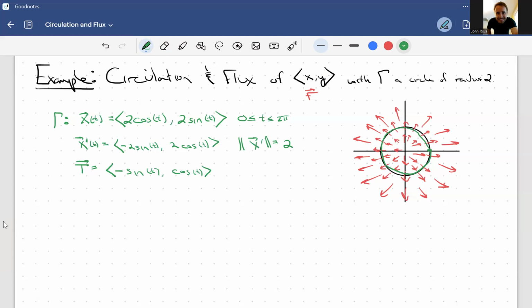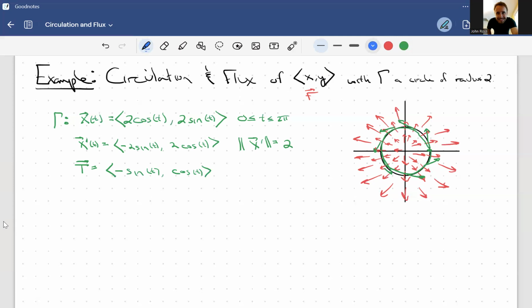Perfect. And that will be our unit tangent vector. And looking at the picture on the right, if I were to draw that out, we would get all of these unit tangent vectors going around in the direction of our parameterization with unit length.